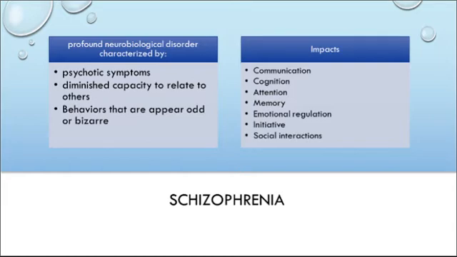Profound neurobiological disorder, neurobiological. So look at the notes that I gave you for your study guide. It gets a little confusing if you're reading through the pathophysiology and etiology here. So I gave you distinct points that you need to remember, because it's got familial, hereditary, genetic, possibly influence of environment, illness in the body, things happening during development, other things. They have psychotic symptoms, diminished capacity to relate to others, behaviors that appear odd or bizarre, impacts communication, cognition, attention, memory, emotional regulation, initiative, and social interaction.